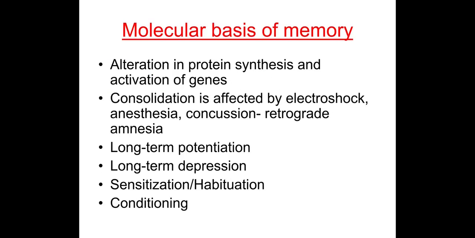newly formed mRNA is moved to axons. There will be a change in the shape of dendritic spines. The number and size of the presynaptic terminals will increase. More neurotransmitters will be released from the presynaptic terminal. There will be formation of new neurons and the long-term potentiation and depression.